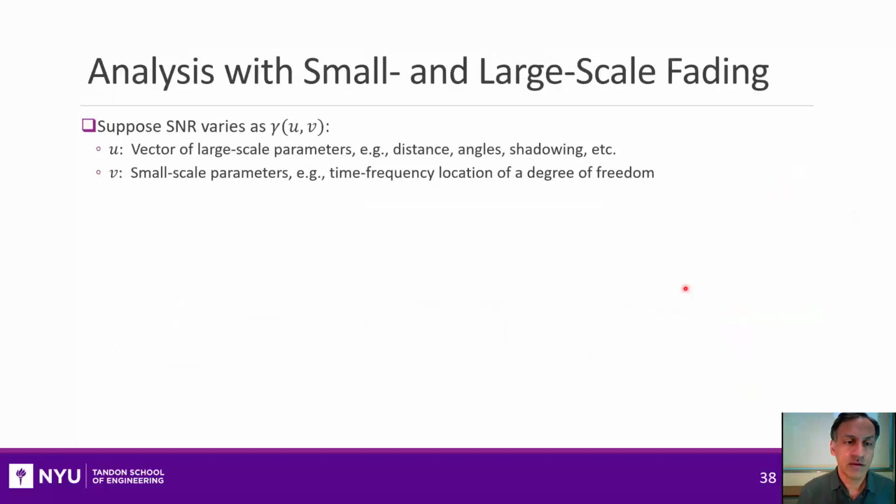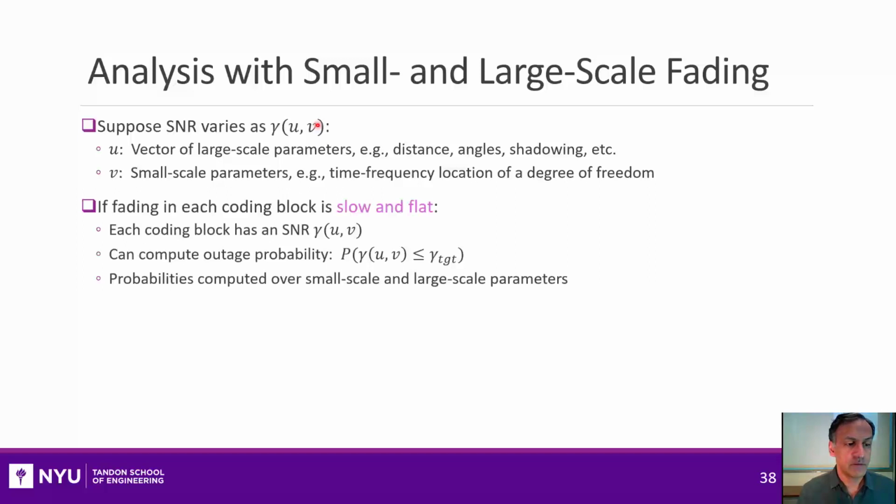Now, when you're trying to analyze this mathematically, the way you can think about it is like this. You have an SNR, which is really dependent on two parameters. Call U a vector of all the large-scale parameters. So this could be distances, angles, shadowing, and so on. And that varies slowly. And then we could say there's a vector V with all the small-scale parameters, for example, the time scale, frequency, location of a particular degree of freedom.